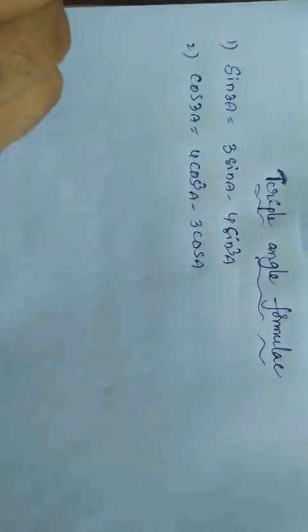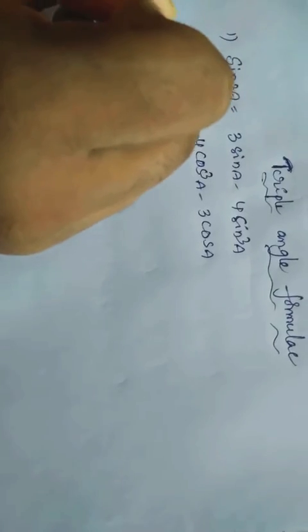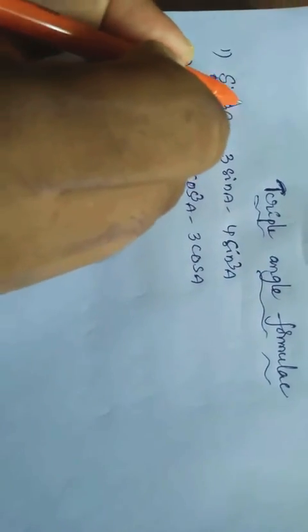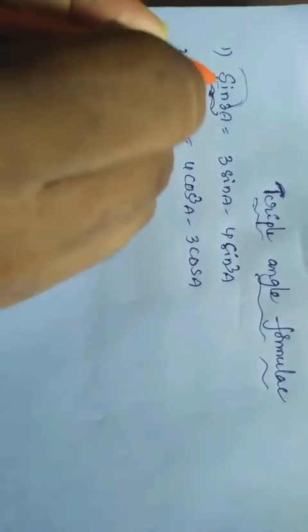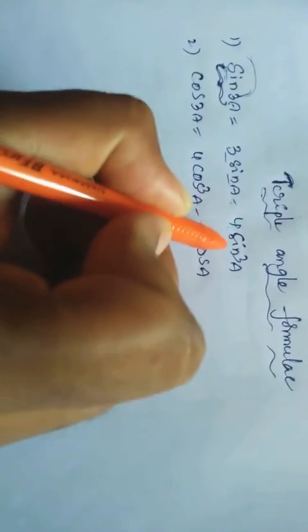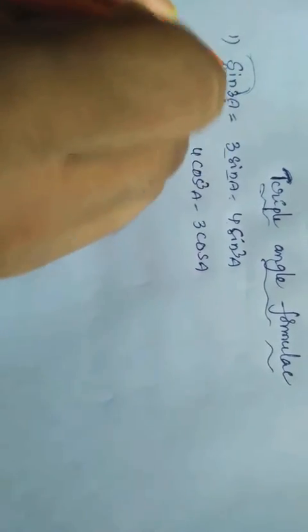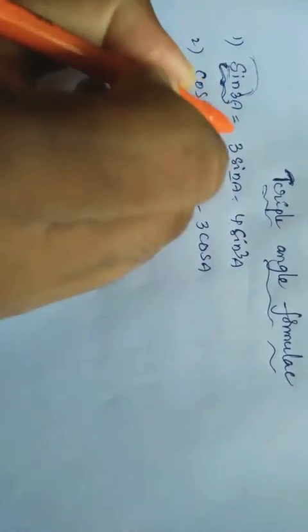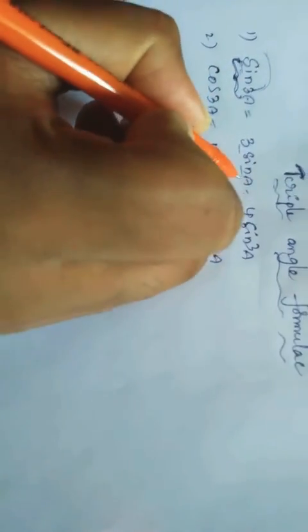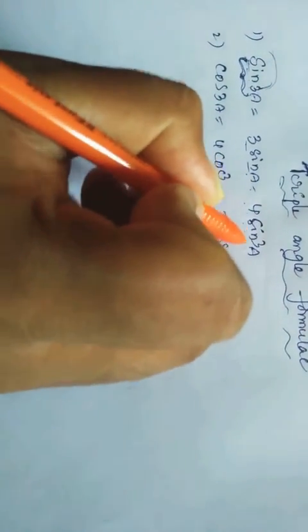So here I will tell you one trick how to remember these two formulas. See here, sin 3A. Yesterday I told you sine function is a friendly function, so it can send outside. So here sin 3A is equal to 3 sin A minus 4 sin cube A. So in sin 3A, the 3 we have to take outside of this sign. So sin 3A will become 3 sin A minus 4 sin cube A.